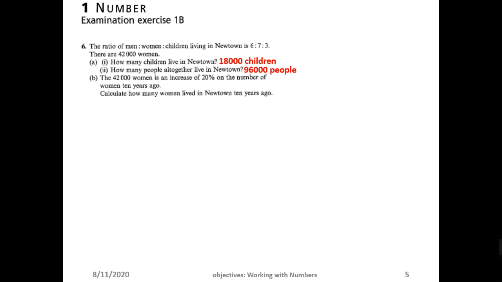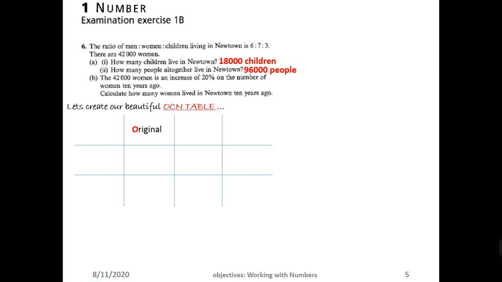Let's get to the second part of the question. 42,000 women is an increase of 20% on the number of women 10 years ago. Calculate how many women lived in Newtown 10 years ago. So now it turned into a percentage question. When we talk about percentages, we start with our OCN table. Let's create our OCN table, which is composed of 3 rows and 4 columns.